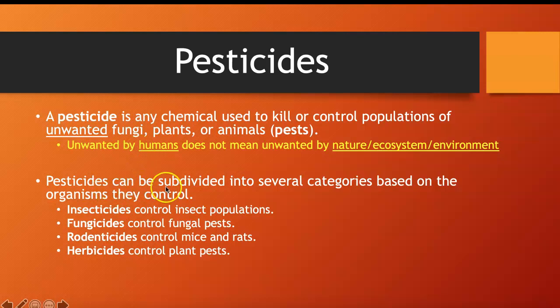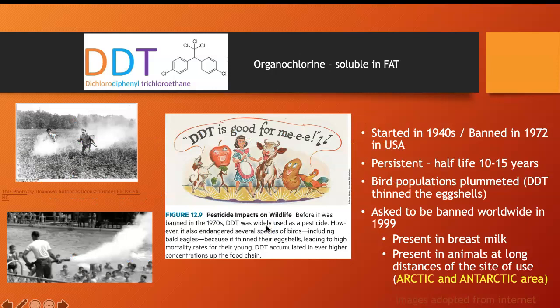The pesticides can be categorized in 4 kinds. One is insecticides, fungicides, rodenticides, and herbicides. They target different living organisms. I want to use DDT as one example.